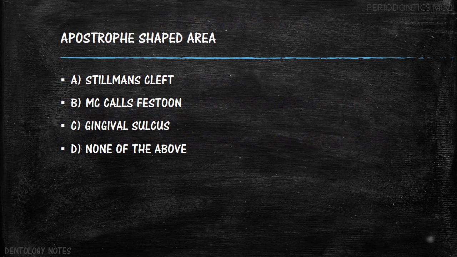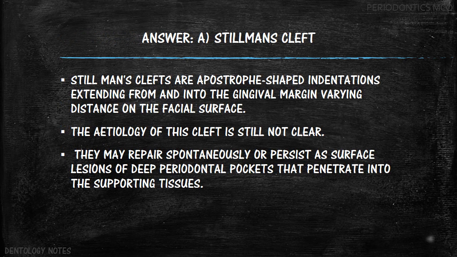Apostrophe-shaped area: A. Stillman's cleft. B. McCall's festoon. C. Gingival sulcus. D. None of the above. Answer: A. Stillman's cleft. Stillman's clefts are apostrophe-shaped indentations extending from and into the gingival margin for varying distances on the facial surface. The etiology of this cleft is still not clear. They may repair spontaneously or persist as surface lesions of deep periodontal pockets that penetrate into the supporting tissues.